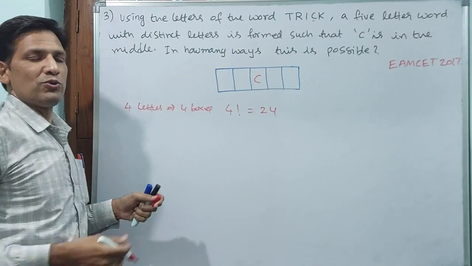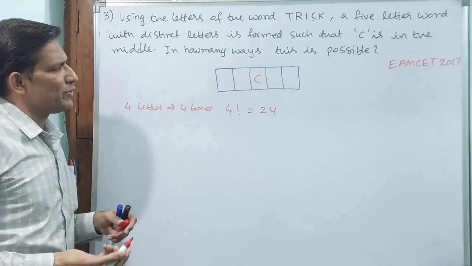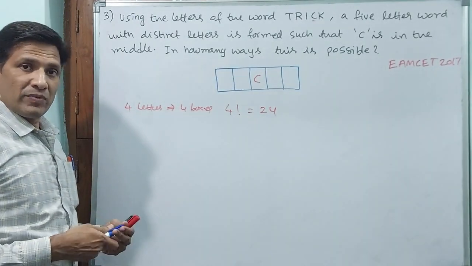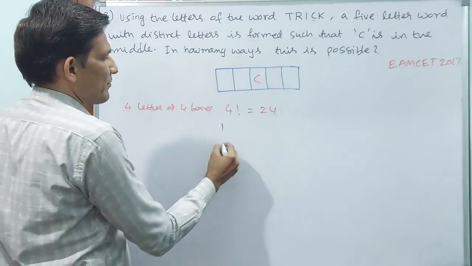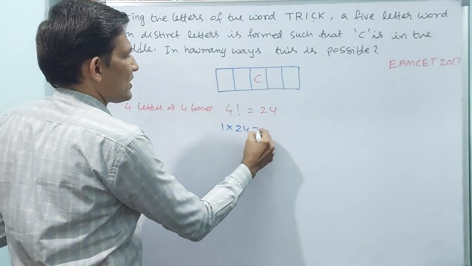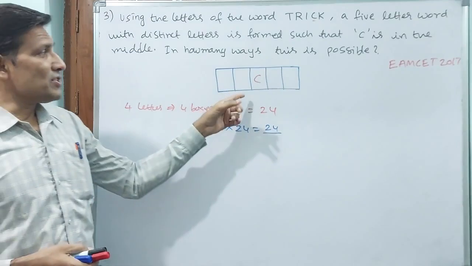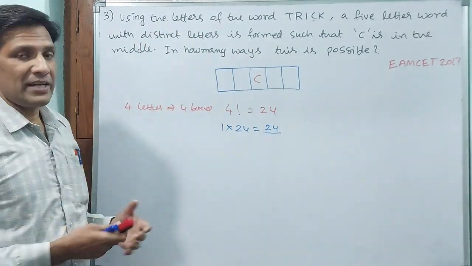4 into 3 into 2, 12 into 2, 24. Into 1, you need not take, because into 1 is the same. Okay. But what is the answer finally? 24 only. Why? Because see, this is fixed by 1 into 24, that is equal to 24. Like that, now take. See, if this fixation is again different, then that answer is going to become different. That we will see in the next question.